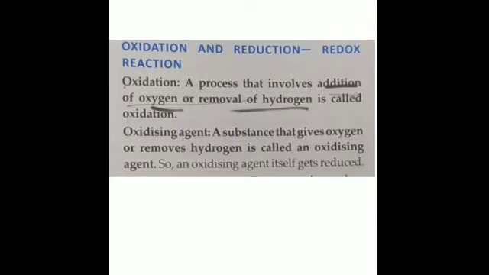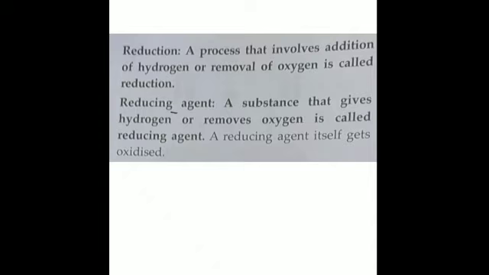Then coming to reduction. What is reduction? It is the opposite of oxidation. Here we are adding hydrogen. In oxidation we were adding oxygen, the addition of oxygen was there. Here the addition of hydrogen is there, and removal of oxygen is there. This is known as reduction. So a substance that gives hydrogen or removes oxygen is called a reducing agent.